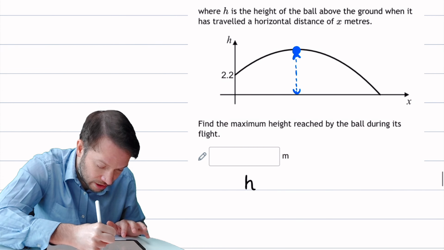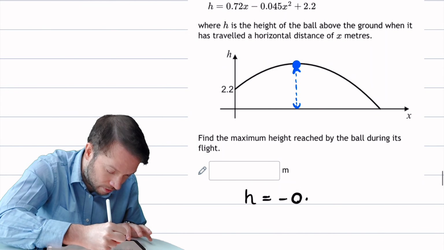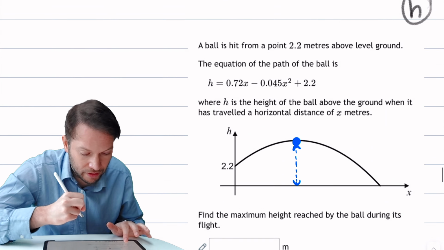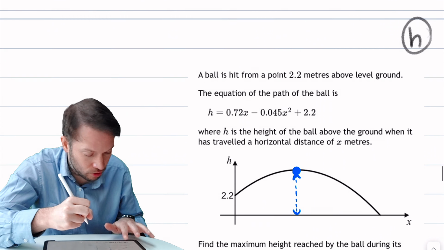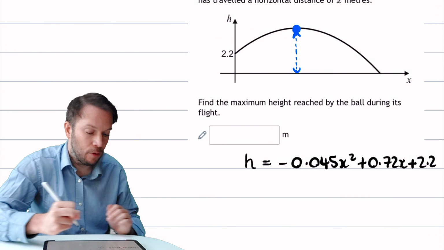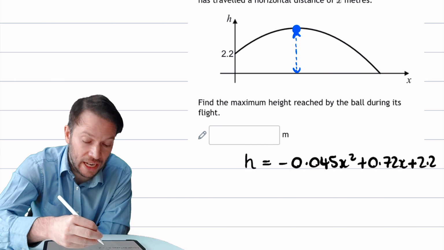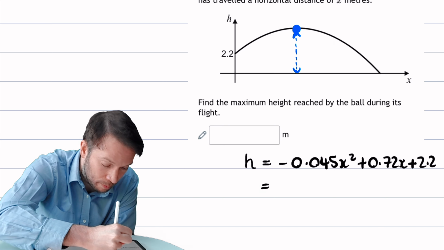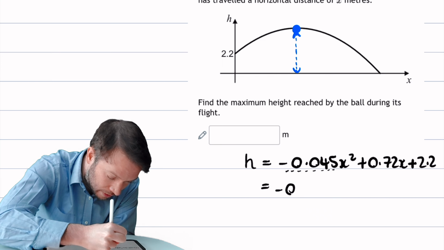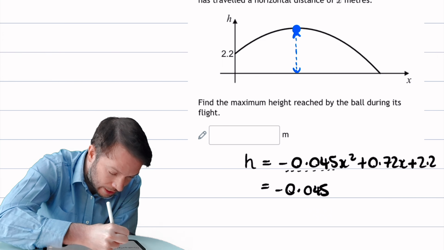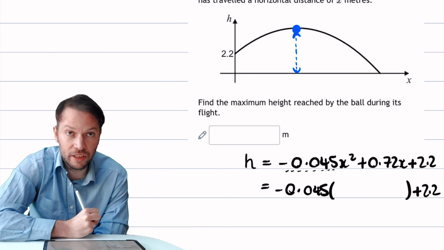We're going to write h is equal to, now always put the x squared term first, so minus 0.045 x squared. Then we're going to put the x term, so plus 0.72x. And then finally the constant term, so the plus 2.2. Now, whenever you want to complete the square where there's a number in front of the x squared, the method you use is you have to first factorize out the number in front of the x squared out of the first two terms of your quadratic. So we're going to factorize out the minus 0.045 out of the first two terms. And then we'll leave the last term, the third term, on its own, just minding its own business.